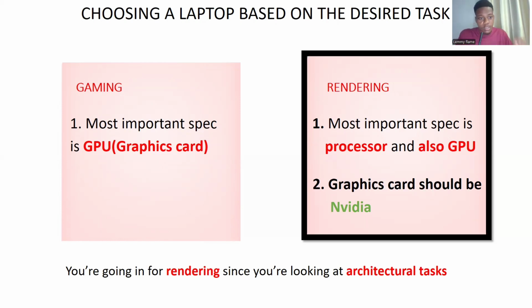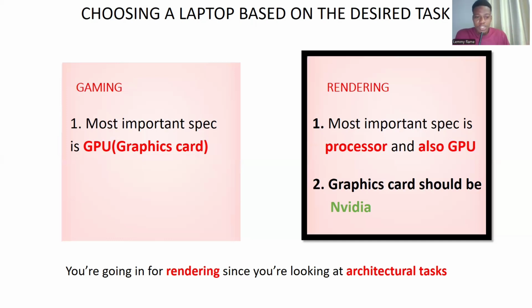For a gaming machine, the most important specification is the GPU, the graphics card. When you have a good GPU, you are good to go. For rendering as well, what's most important is not just the GPU, but also the processor. These are the two things to take note of. Whenever you're going for a machine, find out what the graphics card is and what the processor is.